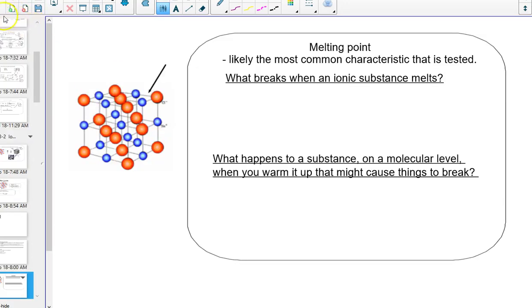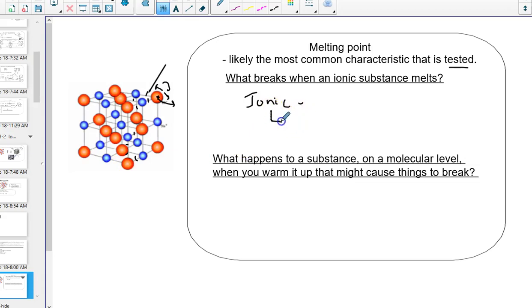Alright, so let's just walk through what we got here. Melting point, likely the most common characteristic that will actually be tested. What breaks when an ionic compound melts? Well, it takes a lot of energy, but you're actually breaking these bonds here. So it's really important to realize that an ionic bond is a bond that breaks when melted. As you heat this, you're adding increased kinetic, both translational and rotational motion, shaking them back and forth, spinning them, and eventually it shakes and breaks off. The whole thing just kind of earthquakes, starts fracturing things all along here and just plops down as liquid.